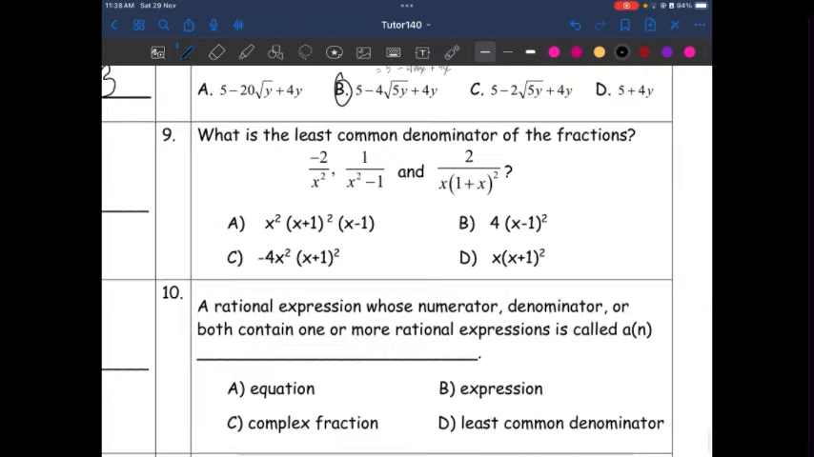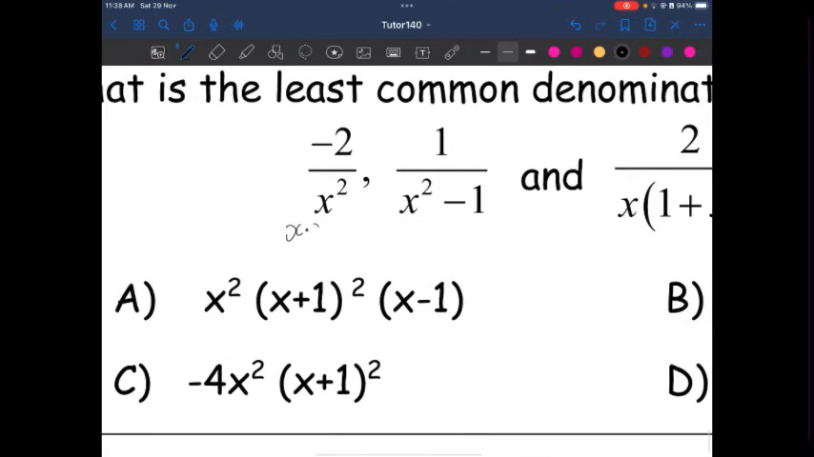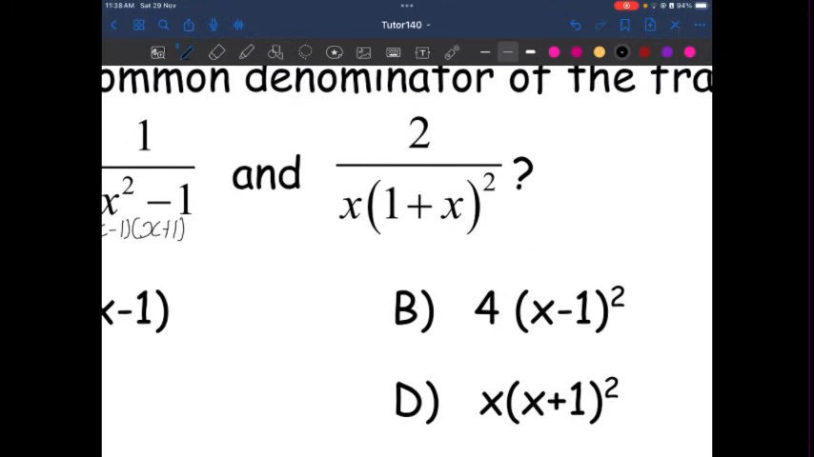What is the least common denominator of the fractions? So the first thing you want to do is prime factorize it. x squared is just x times x. x squared minus 1 is the difference of two squares, so this will give us x minus 1 and then x plus 1. Factor this: that's x times 1 plus x times 1 plus x. I'm going to find the LCD.